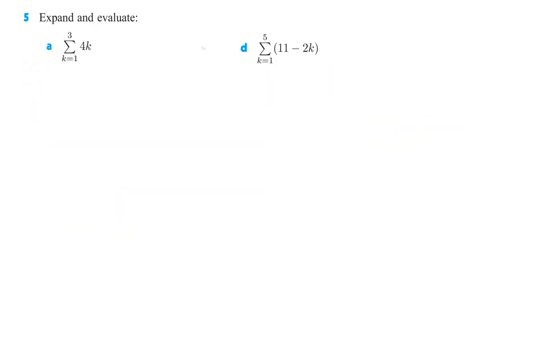Let's look at the next one. Expand and evaluate. Okay, so expand and evaluate basically just means we're going to plug our 1, 2, and 3 into this here. So 4 times 1 is 4. 2 times 4 is 8, and 3 times 4 is 12. Add those all up. That's 24.